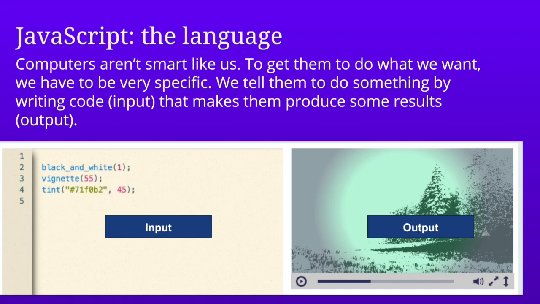Because computers aren't smart like you are, to get them to do what you want to do, you have to be really specific. You have to write code, which is called our input, to make something that gives us results, our output. This is similar to what we're going to be making today. We're going to be writing code that looks kind of like this and get an output that changes our video, and it'll look kind of like this.